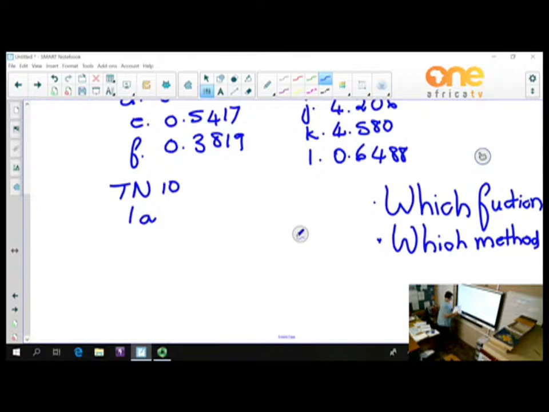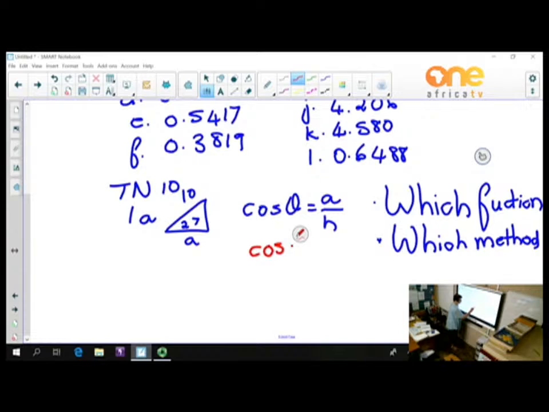Right, so the first one there is now, it looks like this, 27, 10a. So which function are we going to use here? Can you see that it is cosine? This is the included angle, cosine. So in the first place, I'm going to write cosine theta is equal to adjacent over hypotenuse. That's your first step. Now you substitute. So now I'm going to say that cosine 27 degrees is then equal to the adjacent over 10. I substitute my values in here.